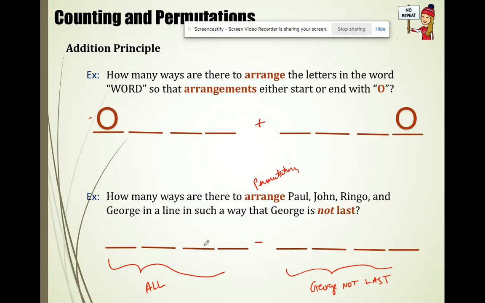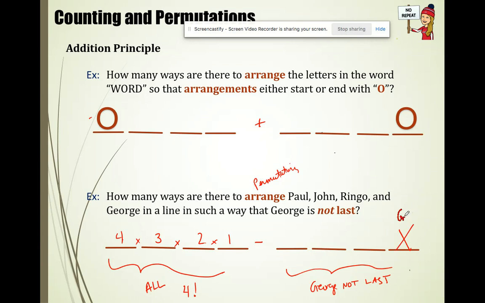So this one, and again, I have the same number of slots as I have people, so I don't need my nPr. I have 4 people, but once Paul is chosen, then I choose from John, Ringo, or George, right? So on and so forth. So that's 4 factorial minus, what's this situation? I don't want George to be last. Of all the permutations, how many of those, right?